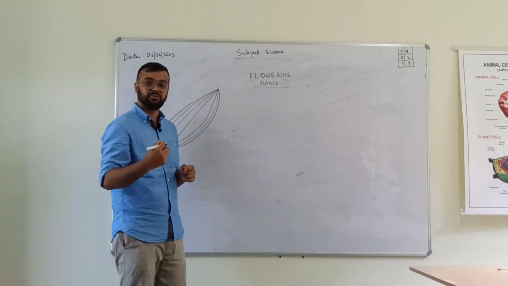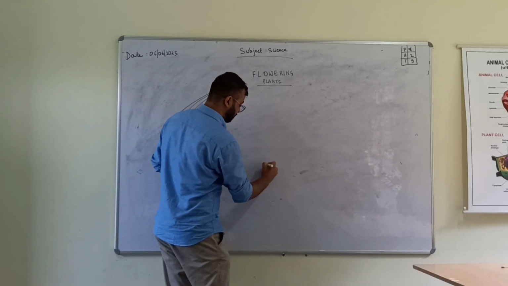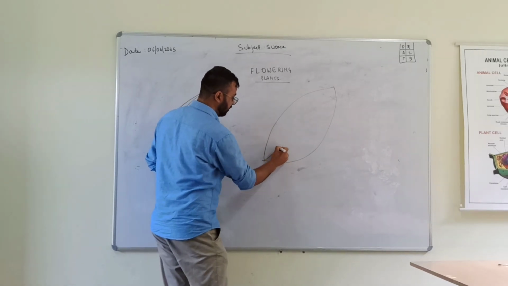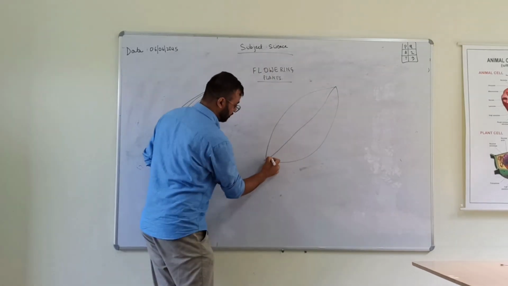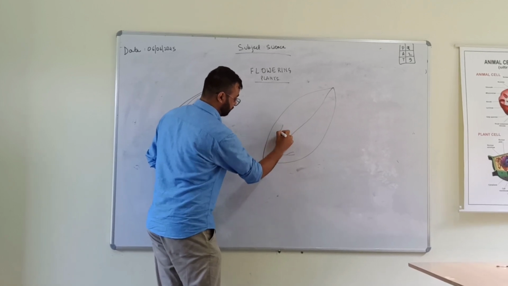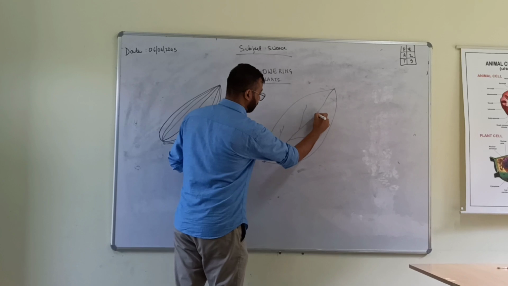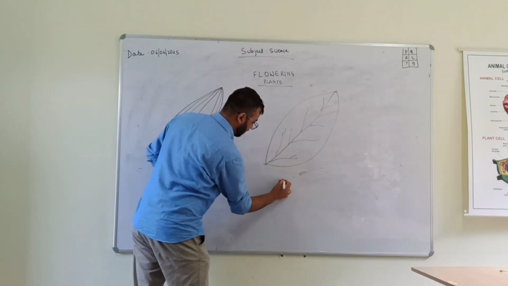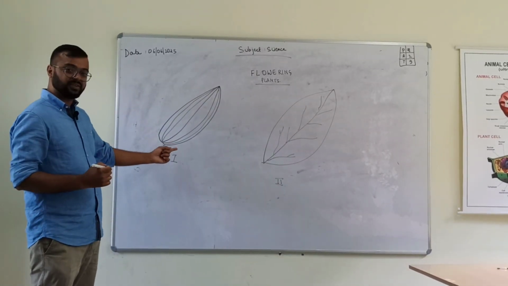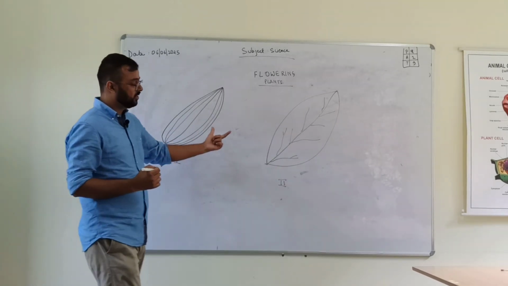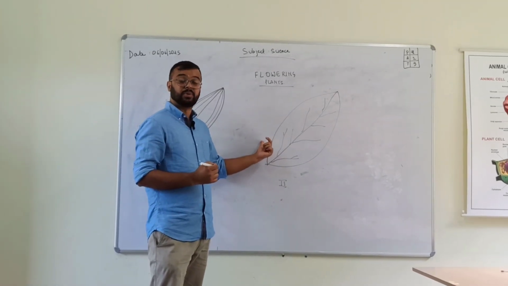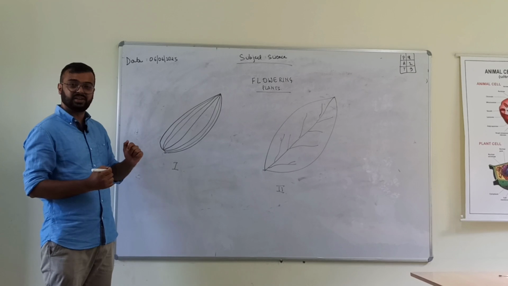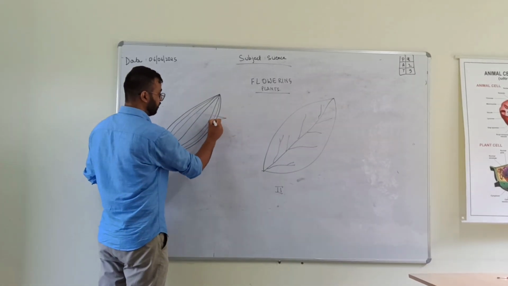And the other kind of leaf which Divya saw was this. In this particular leaf, the lines were branched. This was the second type of leaf. In the first leaf, the lines were straight. In the other leaf, the lines were branched. So students, the thin lines which you see in the leaves are called veins.